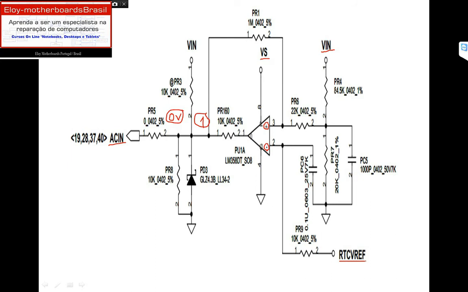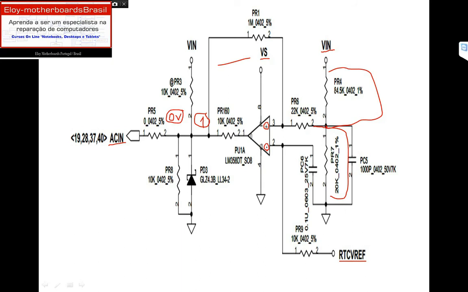If everything is working fine and the VIN voltage is present here, we have this voltage divider right here, with PR4 and PR7. The voltage drop on PR4 will be present here, about 8 volts something. Just wait.